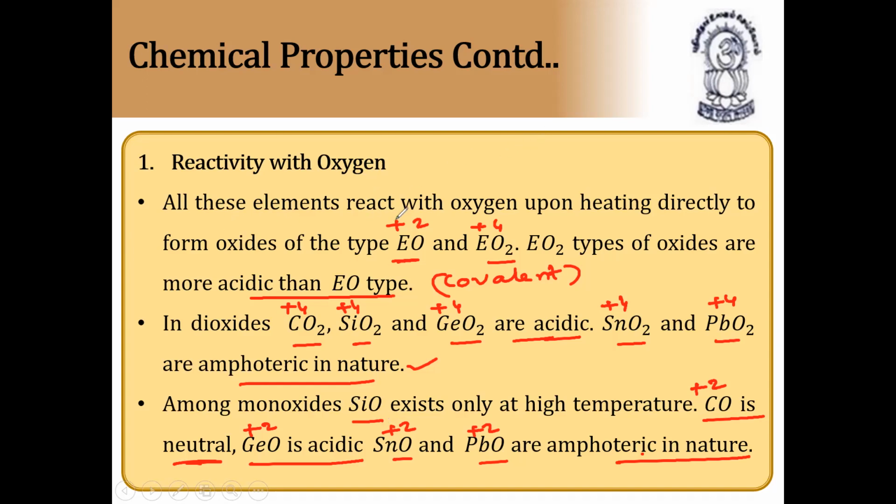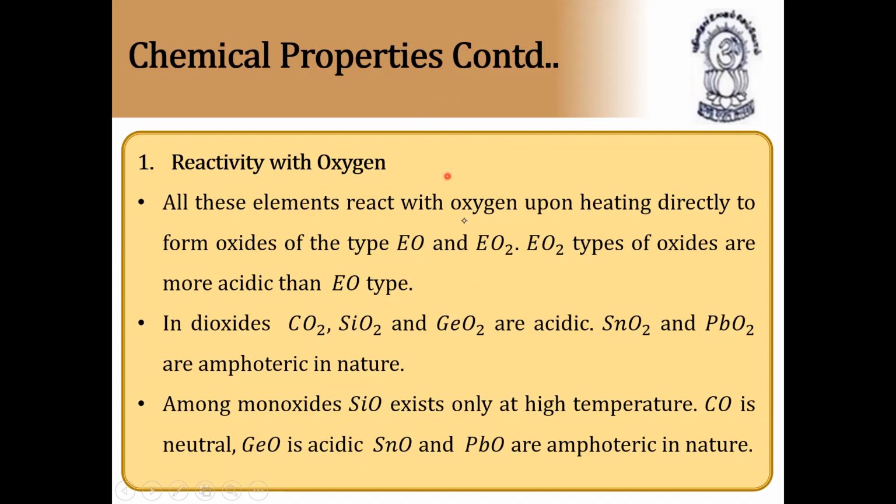So all these elements react with oxygen upon heating directly to form oxides of type EO and EO2. EO2 type oxides are more acidic than EO type. EO means +2 state, and EO2 is +4 state.